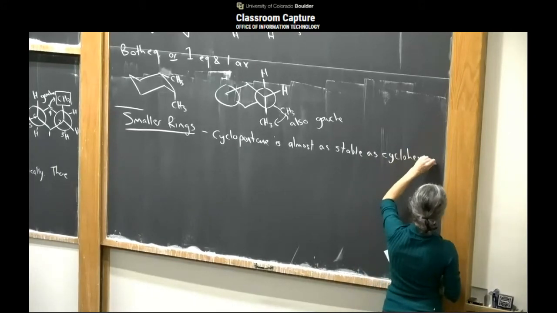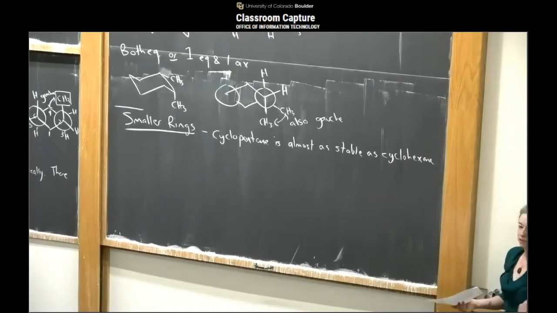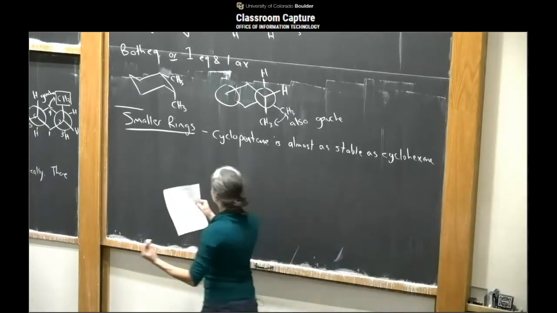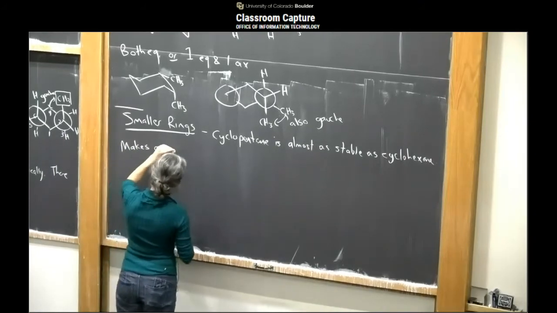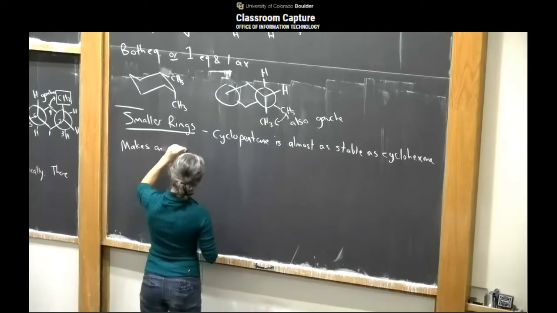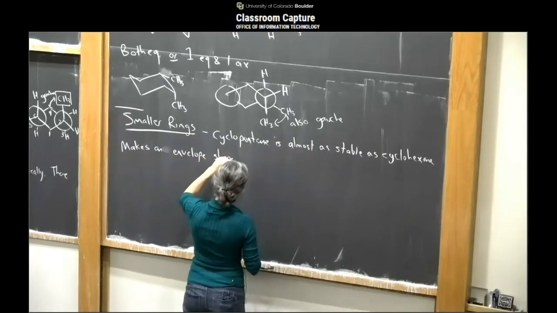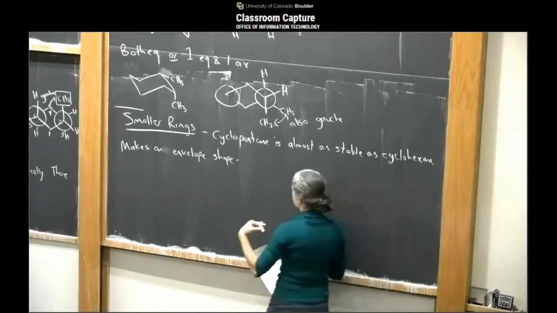So cyclopentane is almost as stable as cyclohexane. We're going to spend a real brief amount of time looking at what shape it takes, and then that will explain why we're not going to dig too much further into it. What this does is make an envelope shape where four atoms are in plane and then the fifth is sticking up above or below.